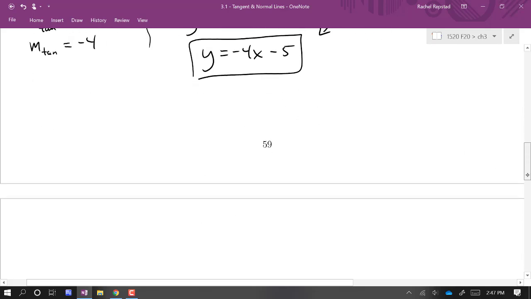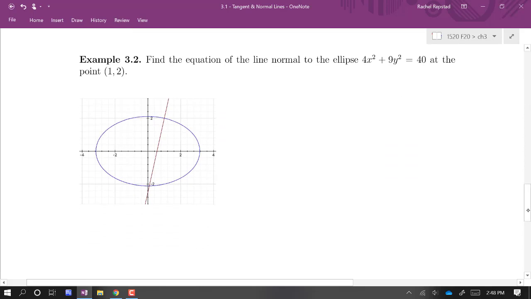All right, let's try another one. In example 3.2, they ask us to find the equation of a line that is normal to this ellipse. So here's our curve, and they give us the point. So we have a known point. This one is very similar to the last one. They've given us the curve and the point. We're going to use calculus to find the slope. What makes this problem different from the last one is that, of course, we're looking for a line that's normal to the curve and not tangent, but also they gave us an equation that's an implicit function. So we're going to have to use implicit differentiation to find dy/dx.